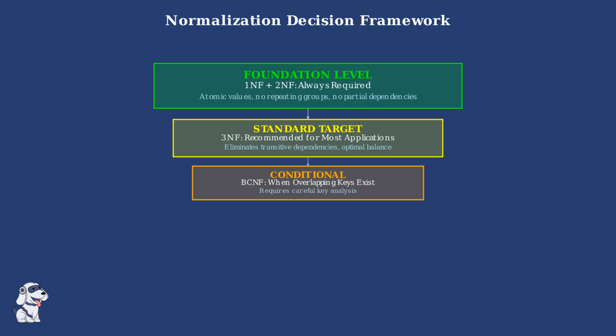Consider Boyce-Codd normal form only when you have overlapping candidate keys in your design. This requires additional analysis, but resolves specific anomalies that 3NF cannot address in these particular scenarios. Fourth and fifth normal forms should only be considered for highly specialized scenarios with complex multi-valued or join dependencies. These are rarely encountered in typical business applications and require advanced database design expertise.